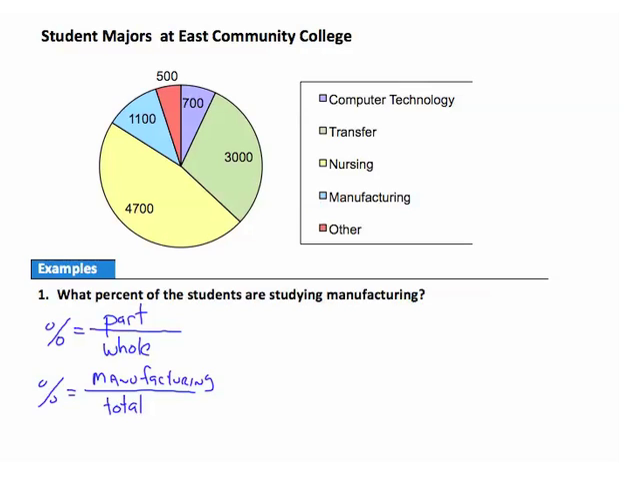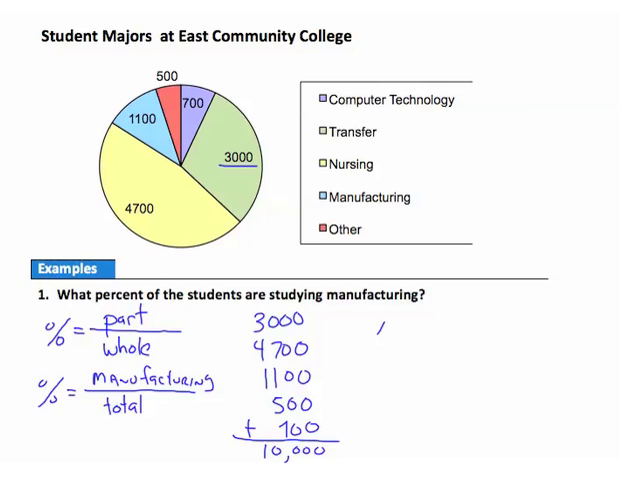over the total students. Well, it's going to take a little bit to find the total students, so let's work on that first. To find the total number of students at this East Community College, we are going to have to add all of these things together. So starting right here, let's go around and add up all the number of students at this college. So we would say 3,000, and then 4,700, and then 1,100, then 500, and then 700. So we're going to add this all up, and when we add those all up, we get 10,000 students. So there are 10,000 students there.